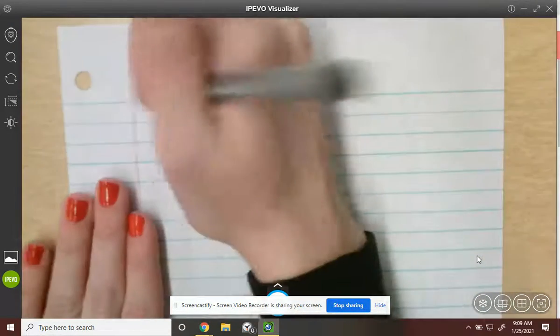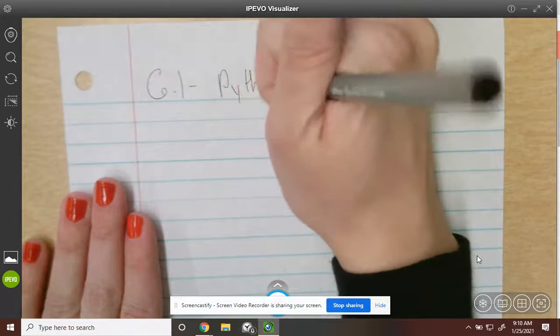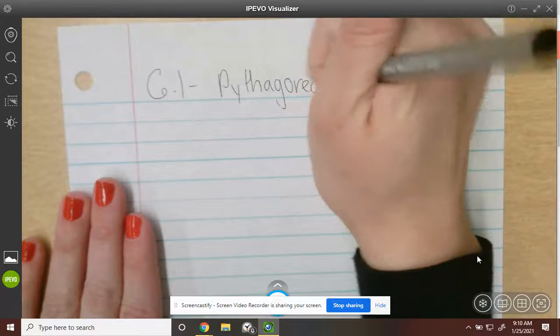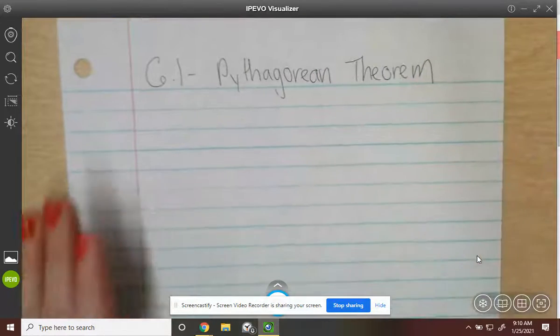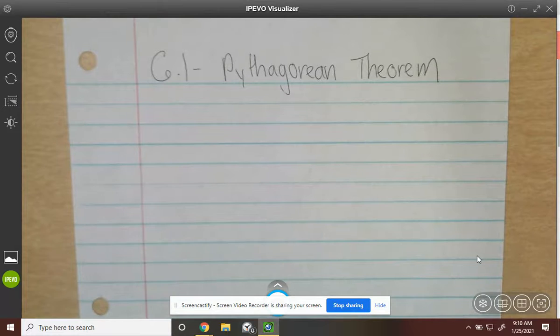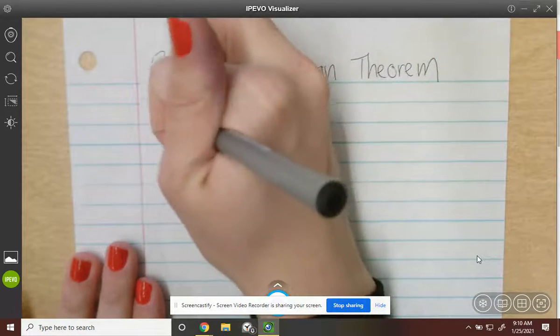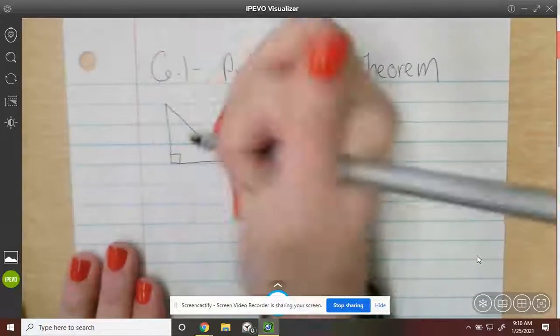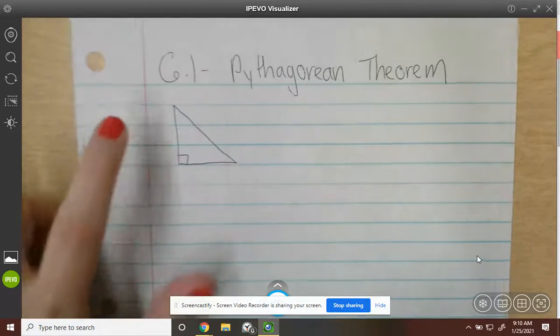So, 6.1, Pythagorean Theorem. We gotta know what that is before we can do anything with it. And before we can do anything with it, we need to know some things about right triangles. Right triangles are super awesome because we can do a lot of math with them. But before we do that, we need to know the names of the sides.